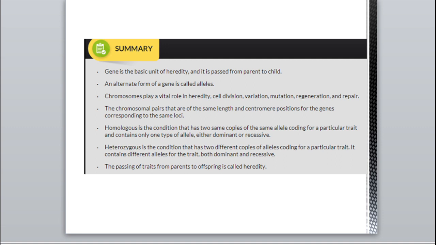So let me summarize what we have learned. We learned about the gene, that it is the basic unit of heredity, and heredity means the passing of traits from parent to child. Then we learned about alleles, which are alternative forms of a gene. And we learned about the homozygous condition, that is capital B capital B or small b small b. But heterozygous condition means capital B small b. So this is heterozygous condition.